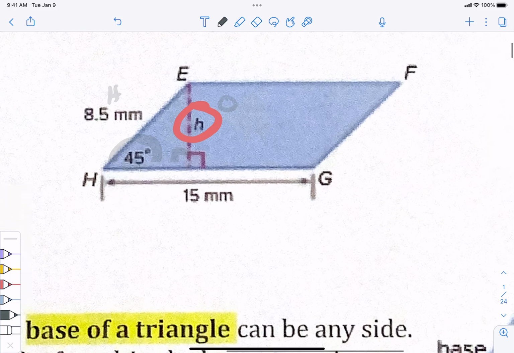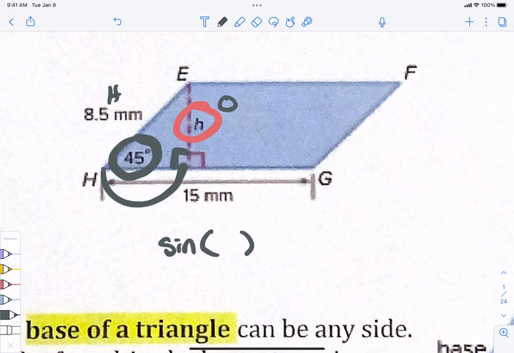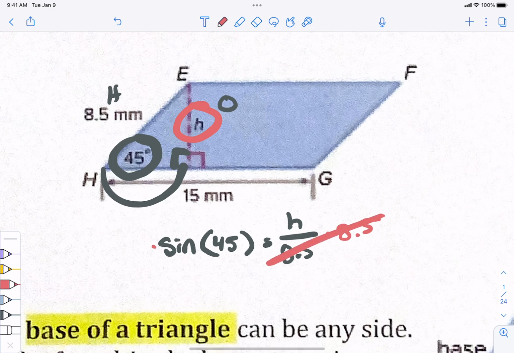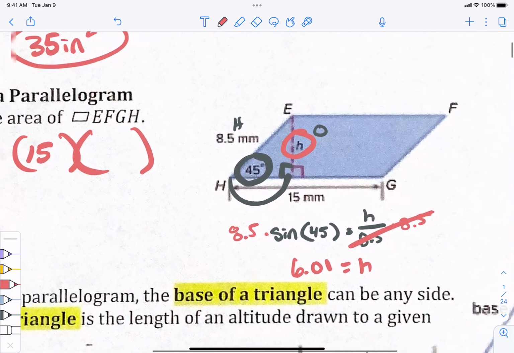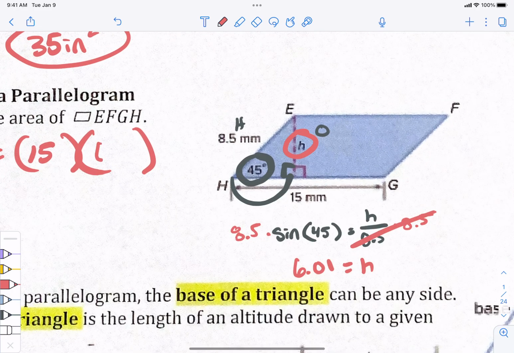So we're going to use O and H. Which trig function uses O and H? Sine. Okay, so we do sine of 45 equals H over 8.5. Then if we're trying to solve for H, we multiply the 8.5 over to the other side. And H is going to be 6.01, I believe. So that's the height, 6.01.